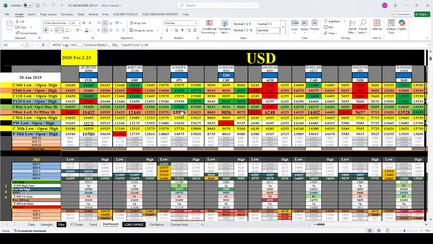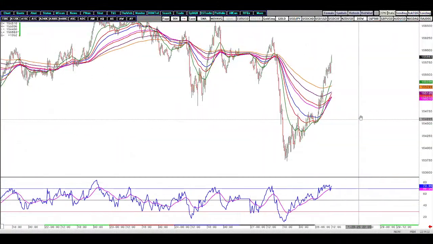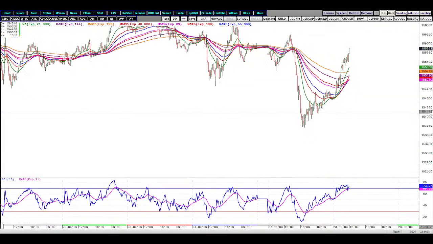And if you sell, then our TP should not be beyond 155.20 or 154.85, because your current day low is 154.50. Okay, so with that, let's see what the yen is doing.